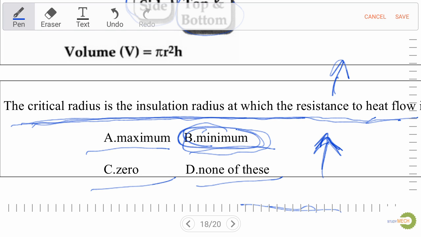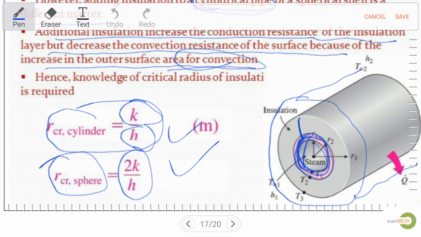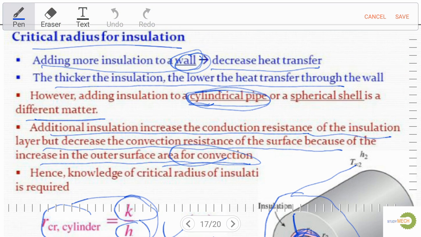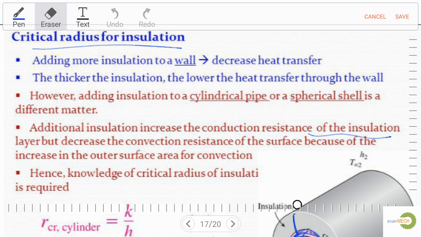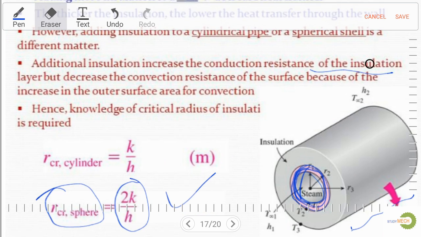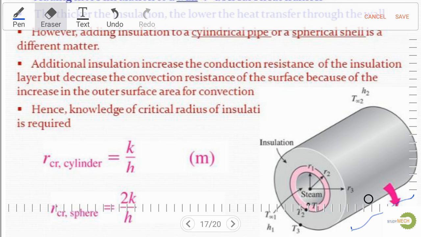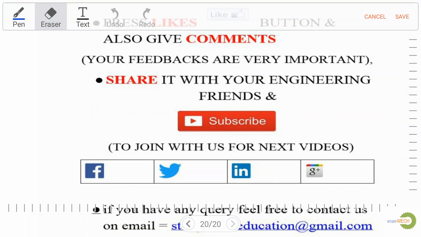So if you have any confusion regarding critical radius of insulation, then I strongly advise you to please read this content once again, so you have a clear idea regarding critical radius of insulation. Now let's move to the next question.